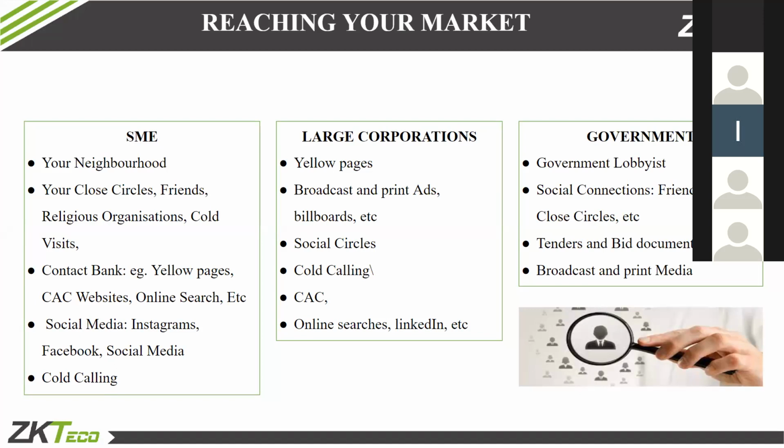Then for governments, you have some people whose job basically is government lobbying. They lobby for projects. If you know one or two of these people and you offer a solution to them, usually you get a way through, because somehow they have a connection to the right person in government, either the president, the governor, or a minister, as the case may be. And when you have one single listing here, one project from the government side, a single project will cover up 10 or 20 or 30 of the SMEs you must have done in the past. Then, of course, you can also see government projects on tenders and bid documents, broadcast and print media, and so on and so forth.